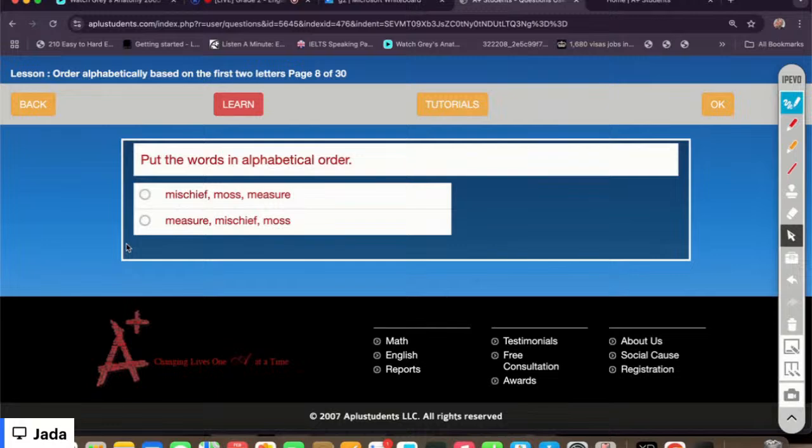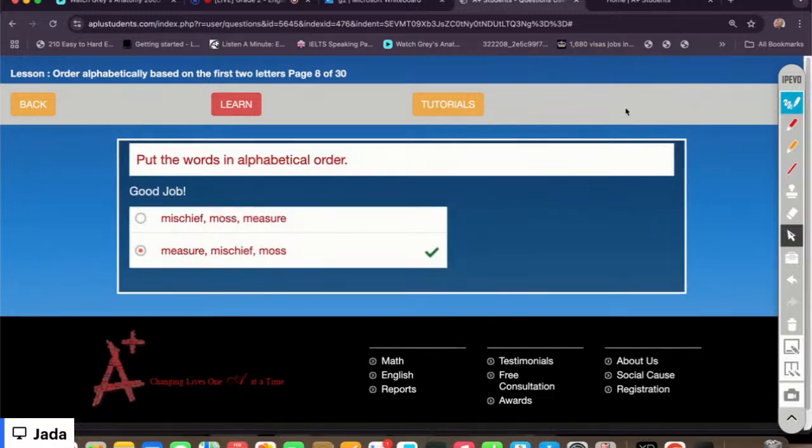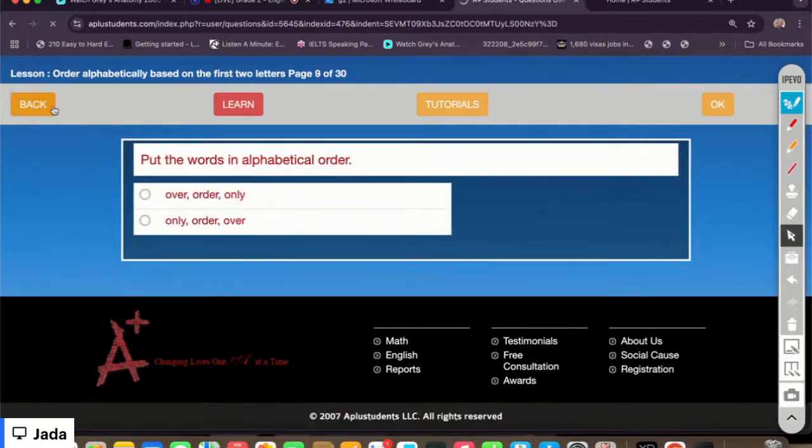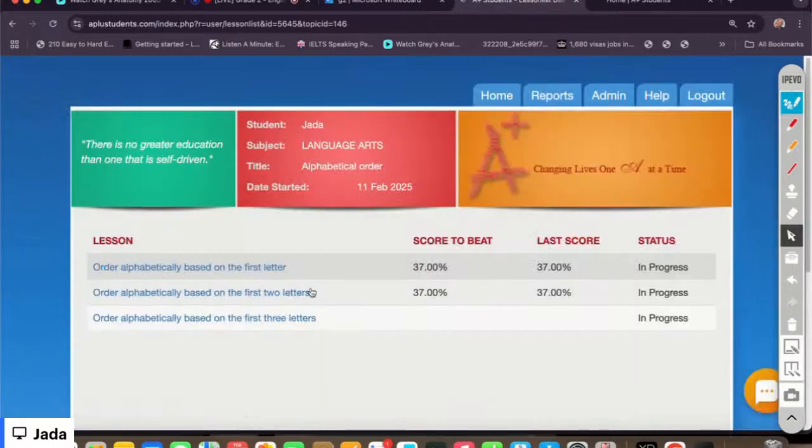So we have measure, mischief, and moss. All right, so that's it for our lesson under alphabetical order. Next class we will continue the last lesson, but you can finish up these remaining lessons that we did today. And next class, we will finish the last one.